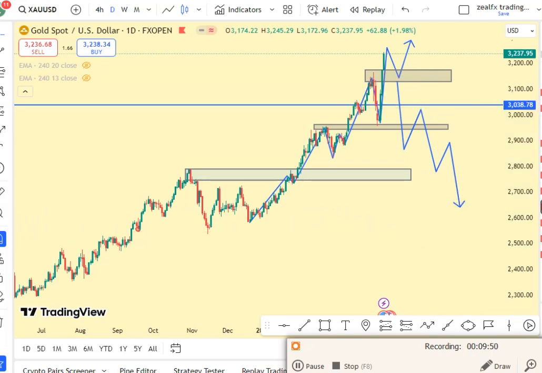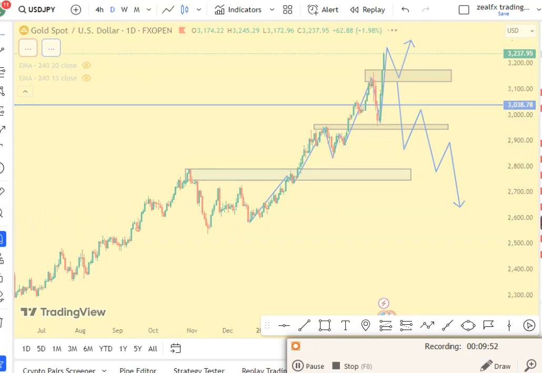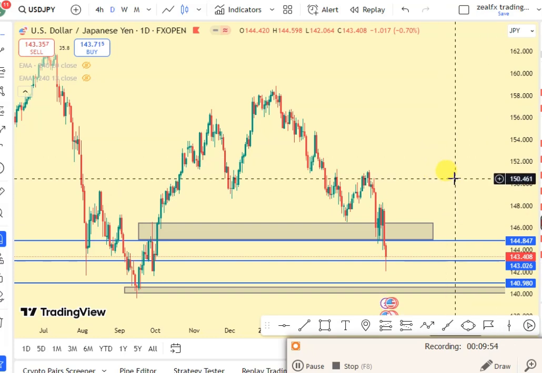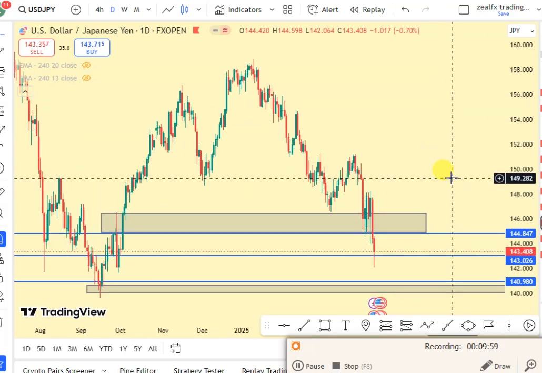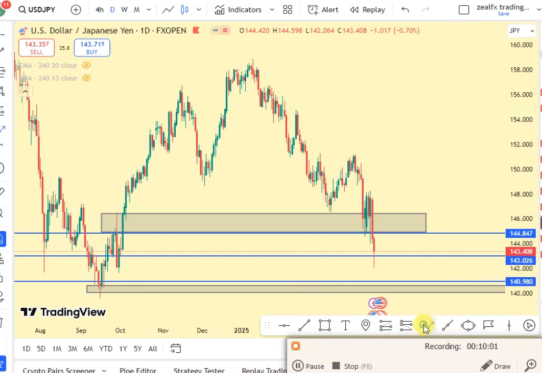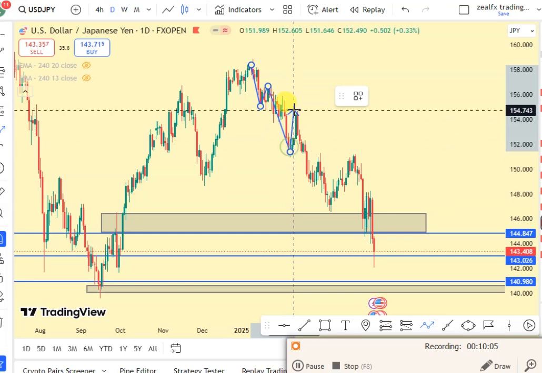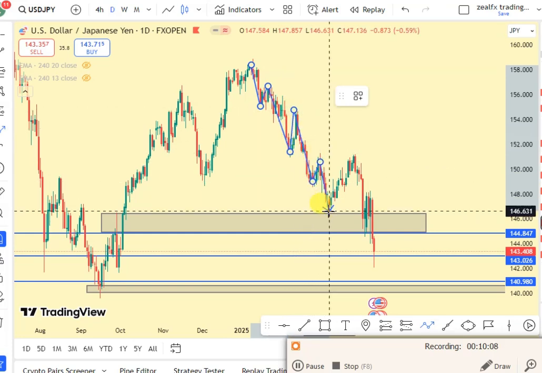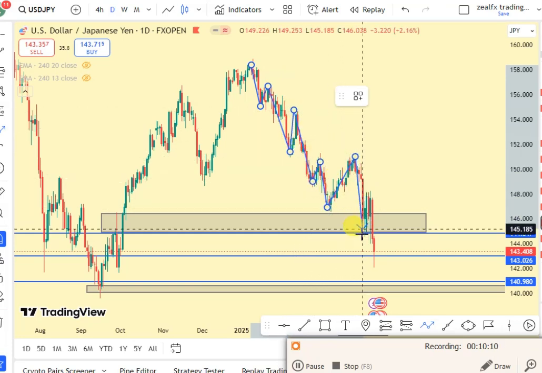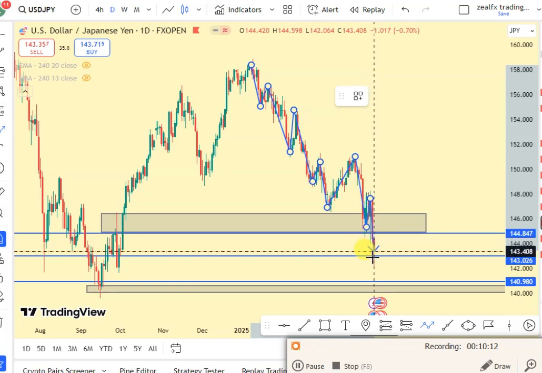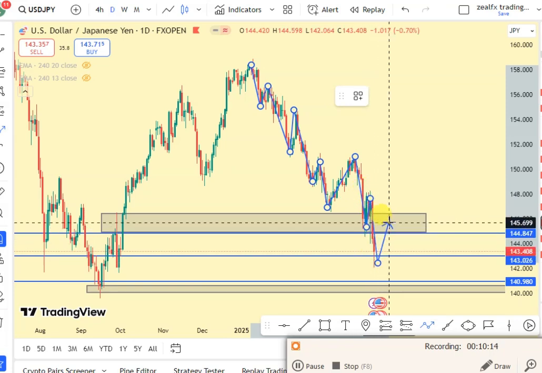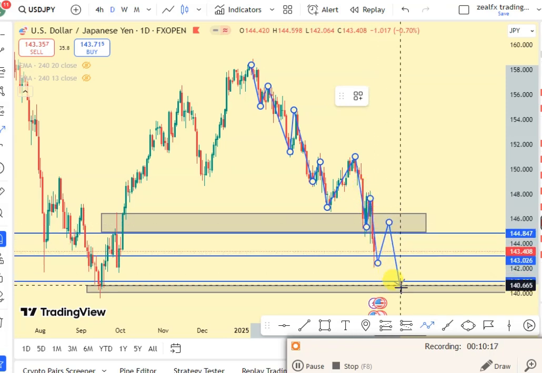So let's look at our next pair, which is the USDJPY. USDJPY on my daily chart still remains in a downtrend. You can see we still have a series of lower highs, which is a higher high, lower high, lower high, lower high, lower high. So we expect price to continue to push lower. So this week we expect price to retest this zone before we see a further push to the downside, because price needs to complete this structure on the USDJPY.